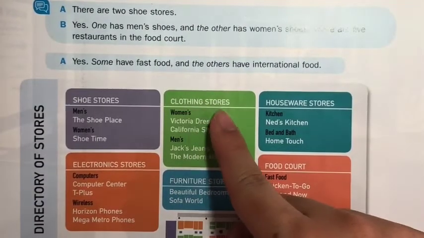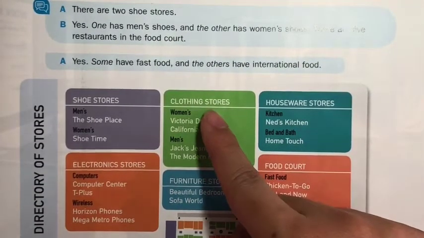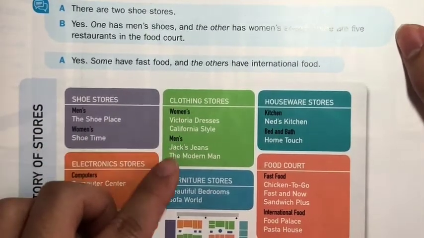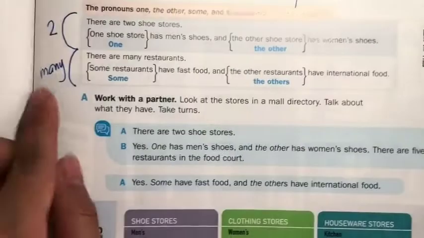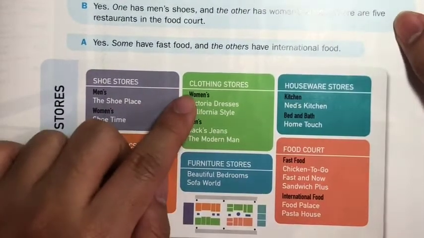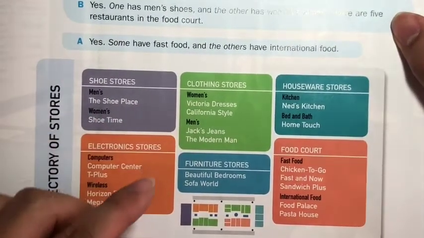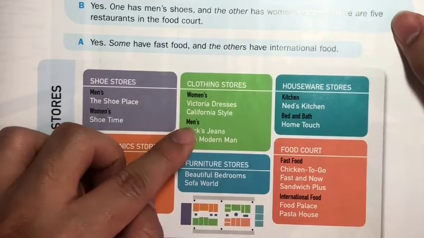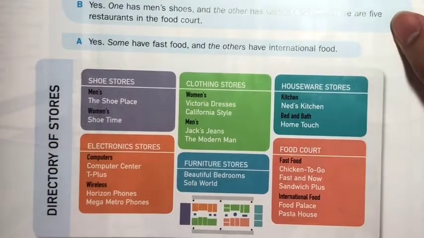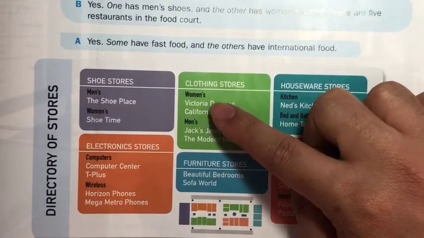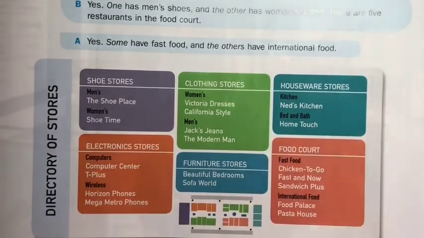We have clothing stores, stores where you can buy clothes. There are 4 stores. There's 2 women's and 2 men's. So we're going to use some and the others. There are 4 clothing stores. Some have women's clothes. The others have men's clothes.